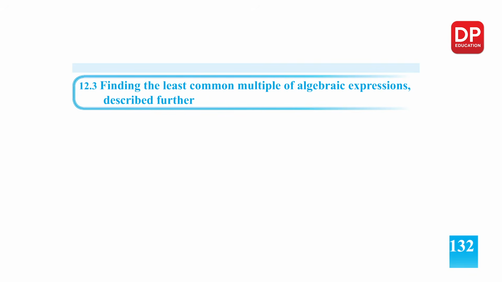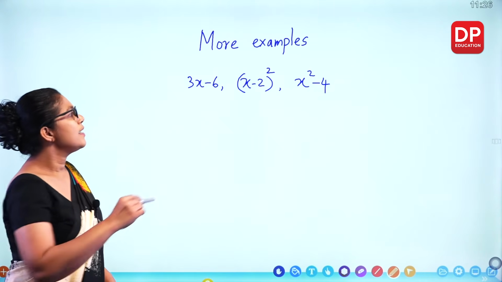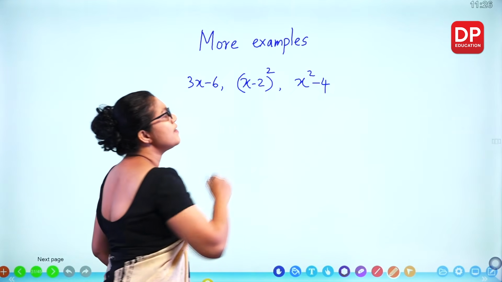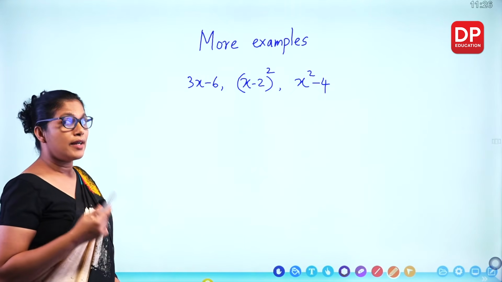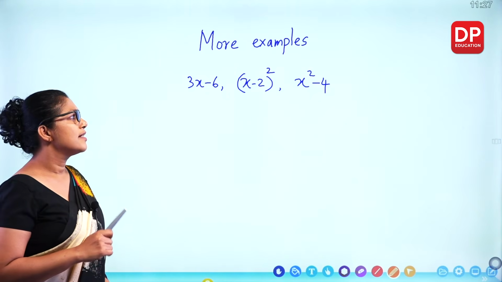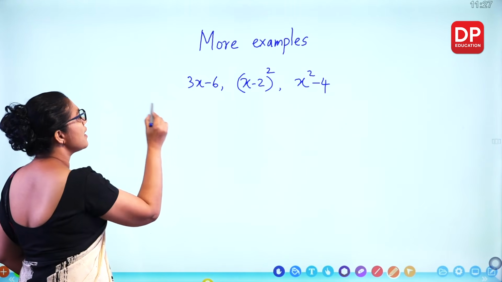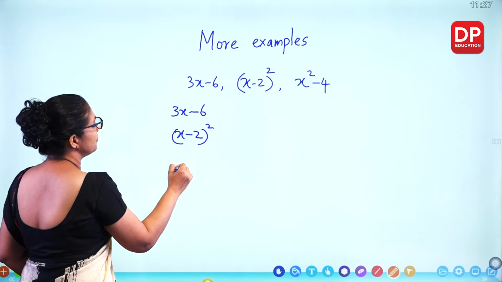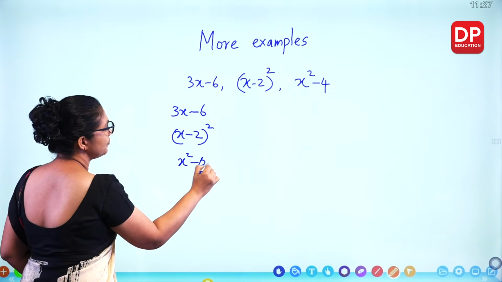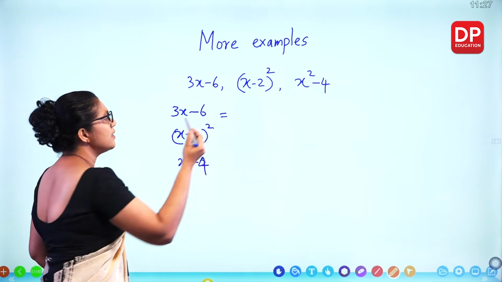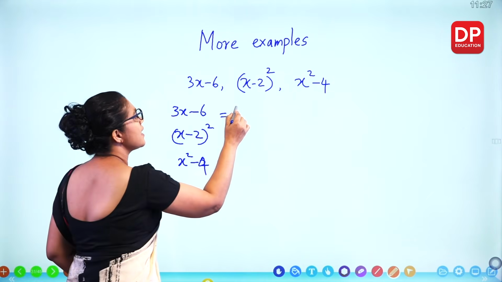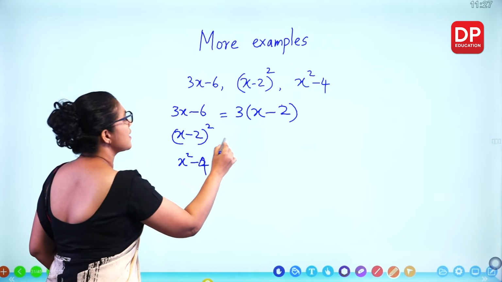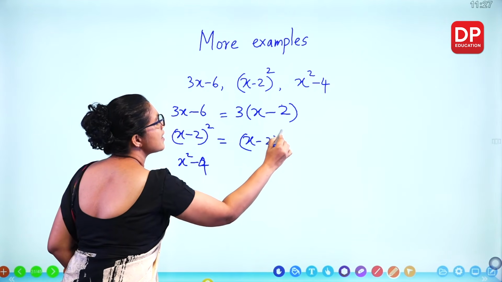Now we'll look at more examples. Earlier we looked at the property x minus 2 squared. Now you have been given another expression like x squared minus 4. Now you need to know how to factorize those expressions. So here we'll take 3x minus 6, x minus 2 squared, x squared minus 4. First one, binomial expression. You can take the common term out, that's 3, and write down x minus 2. Now the second one, already factorized, you can write x minus 2 squared.